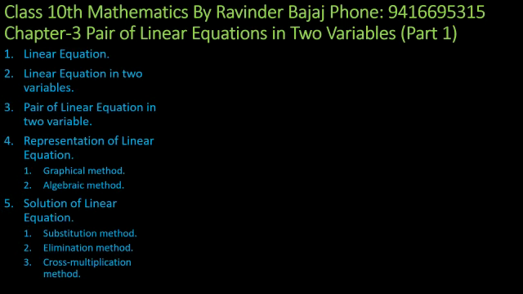Fifth, solution. The algebraic method has three different methods. All these three are algebraic methods: the substitution method, the elimination method, and the cross multiplication method. The graphical method is again a method which I'll teach you in video number 2. So these three algebraic methods you will learn in the coming videos.